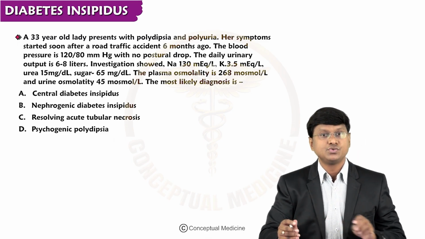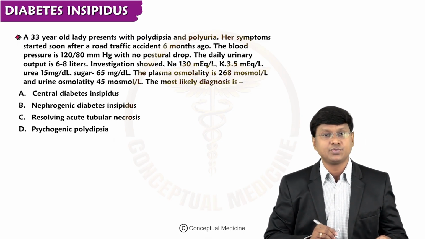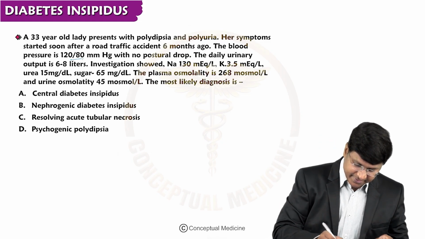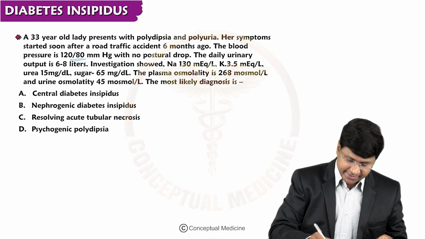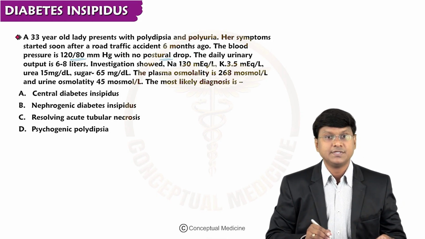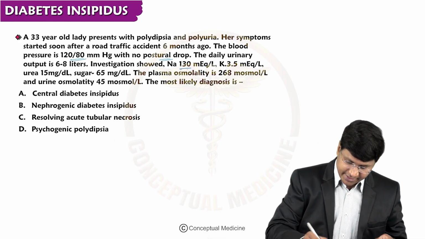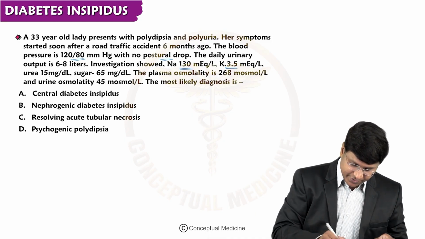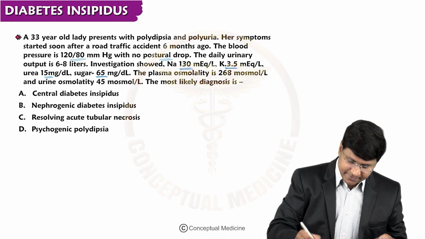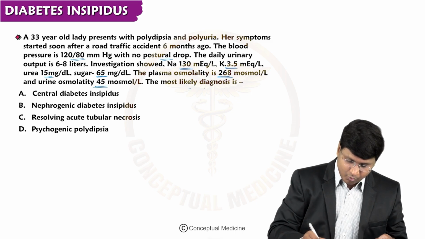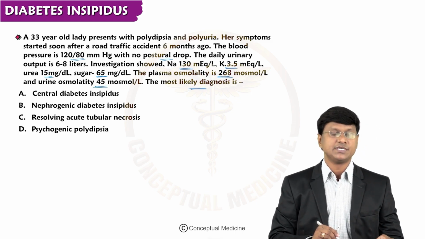Her symptoms started soon after a road traffic accident 6 months ago. The blood pressure is 120 by 80 millimeters of mercury, and there is no postural drop. The daily urine output is 6 to 8 liters. The investigations showed sodium 130, potassium 3.5, urea 15, sugar 65, plasma osmolality 268, urine osmolality 45. What is the most likely diagnosis in this individual?